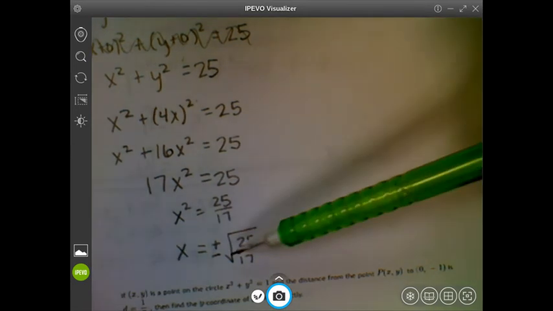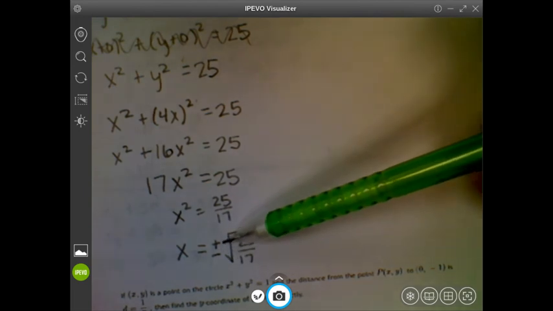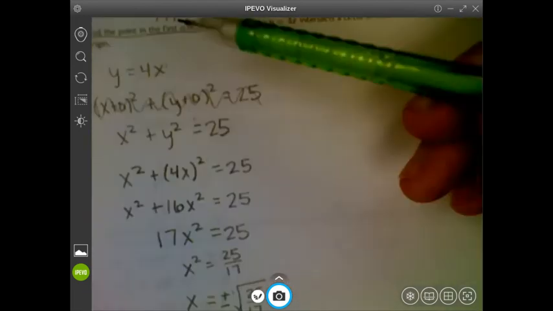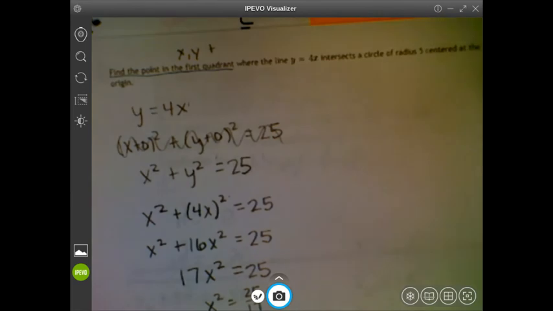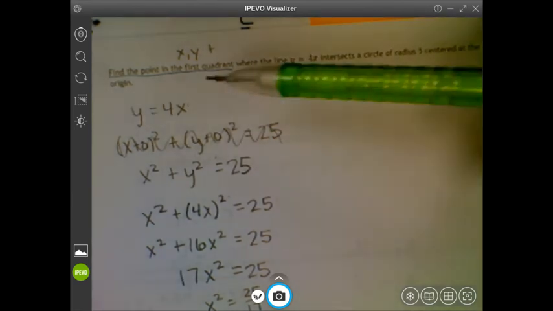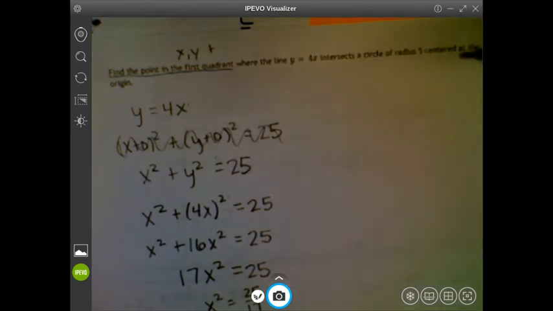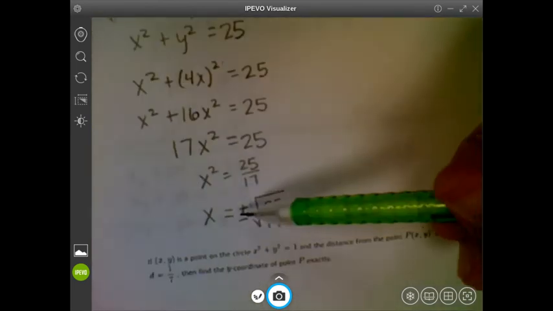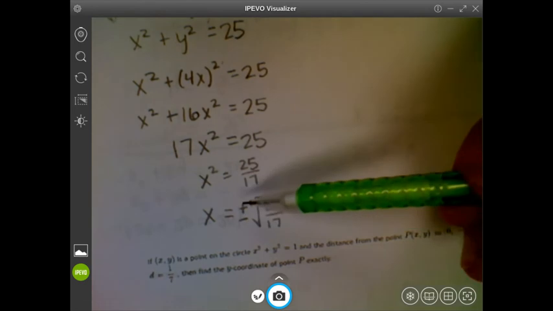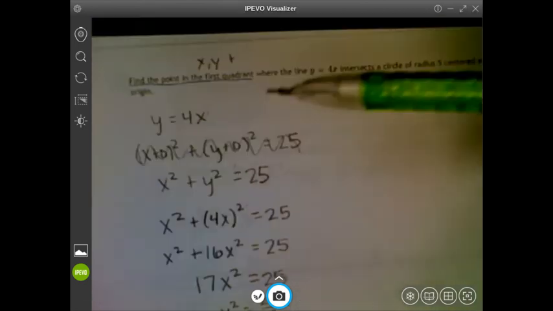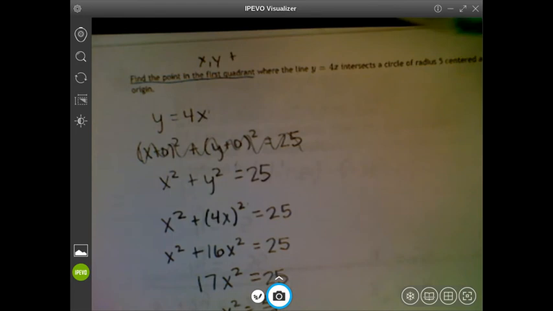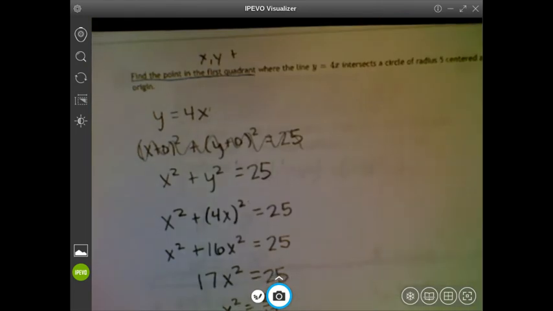All right, so this would have 2 solutions, right? One positive, one negative, except if you remember at the very beginning of this question, it just said find the point in the first quadrant. So we only care about where x is positive. So this plus or minus, you don't have to worry about the negative version of this. You're just going to use the positive just for this problem because it specifically says. If it doesn't say this, then you would use both the plus and the minus.